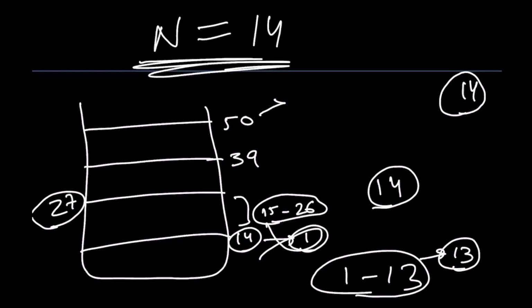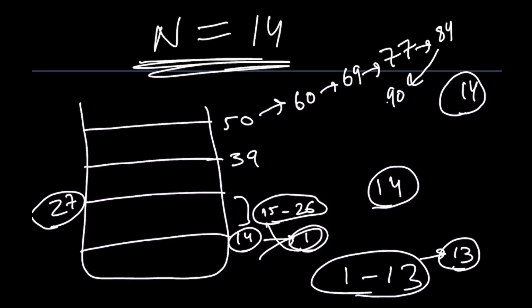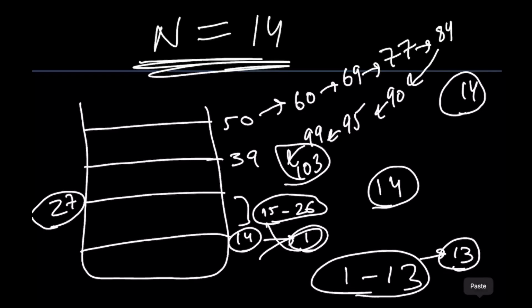After 50, we go to 60, then 69, then 77. Now I'm adding 7, so 84. Now I'm adding 6, so 90. Now I'm adding 5, so 95. Now I'm adding 4, so 99. And then 103. But basically, I can stop at 99.